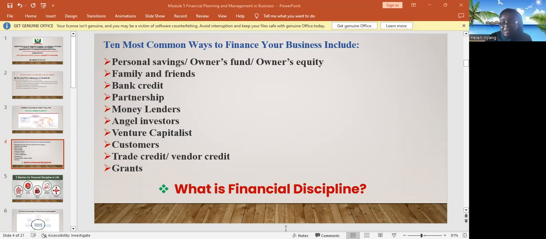Then what is financial discipline? Let's quickly look at what financial discipline is. Financial discipline, in simple words, is just how well you can manage your expenses and manage to save as well as keeping your goal in mind.